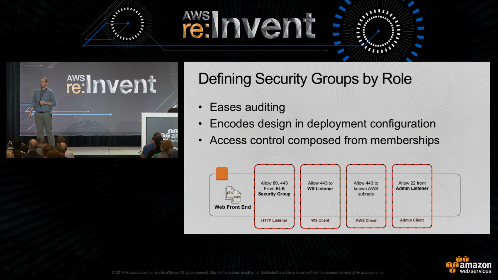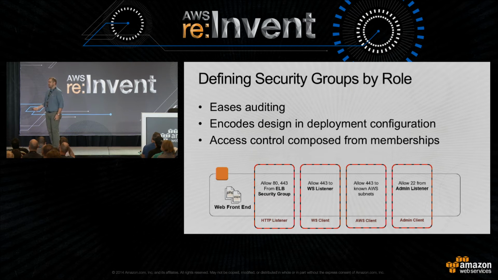So we could actually use that 5 groups per instance as a role-based access control model as well. And if we think through the web front-end role, what does it do? It does 4 different things. It listens for HTTP connections. It talks to the application layer. It is a client to AWS services. And it's a client for administrative commands.